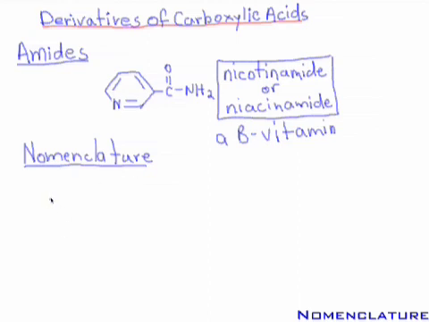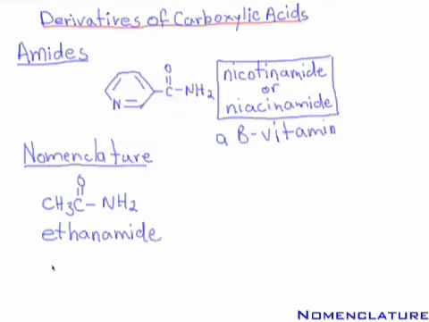So if I take a simple carboxylic acid, and I replace the OH, this acid's ethanoic or acetic, I replace the OH with an NH2, I have made an amide. The oic acid gets replaced with the word amide, so this becomes ethanamide. Common name acetic acid, we drop the ic acid, and it becomes acetamide.